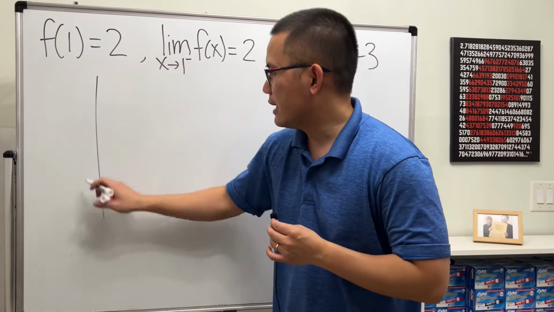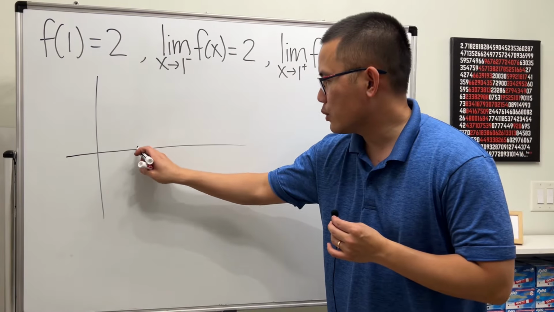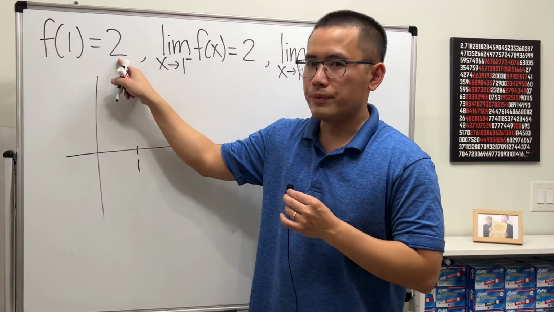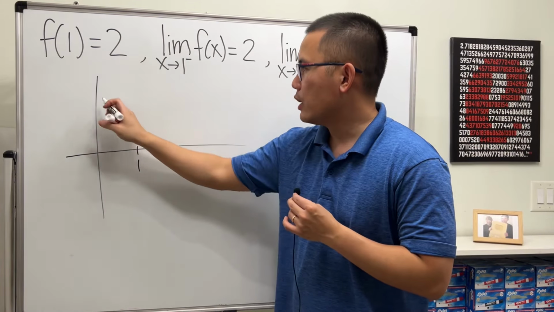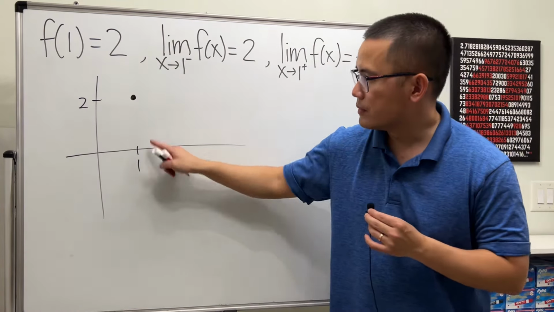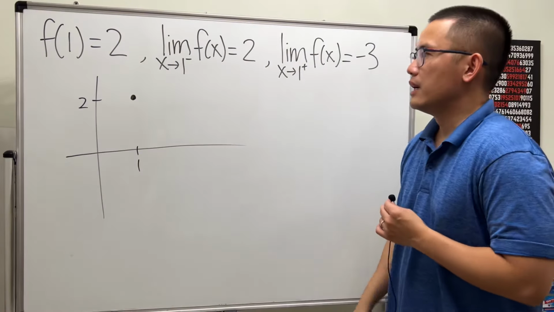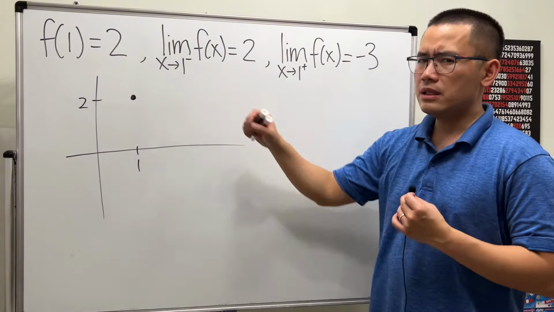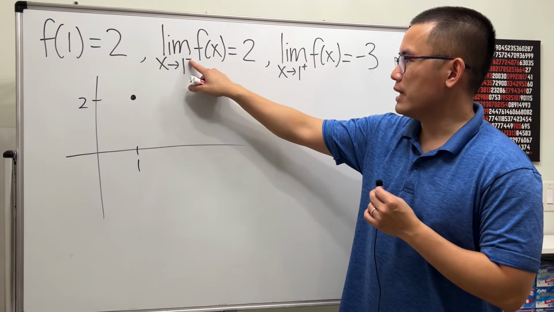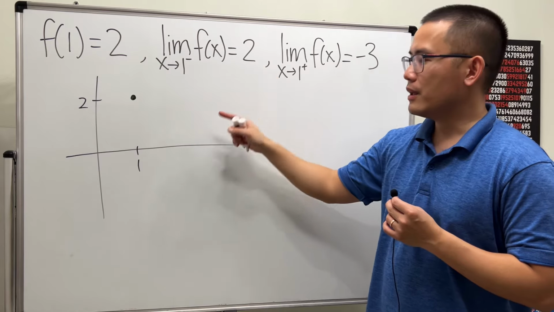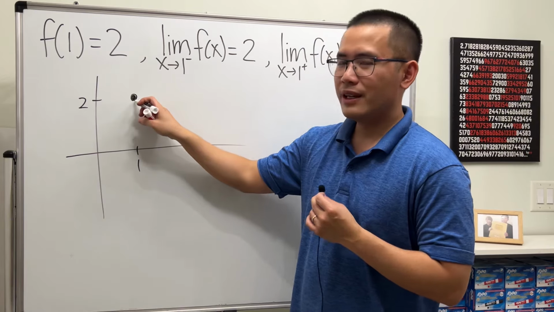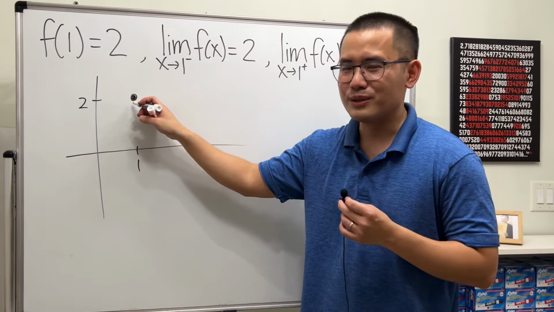So let's just go ahead and start with, let's say here is x equals 1. Now, when we have f of 1 is equal to 2, that means when x is equal to 1, we need to go up to 2, and it must be a closed circle. So we must have this point. Good. Now, for the limit, let's just use open circles. If we have x approaching 1 from the left-hand side, we end up with 2. So go to 1 and 2. Well, if you put an open circle here, there's already a closed circle, so it's closed.